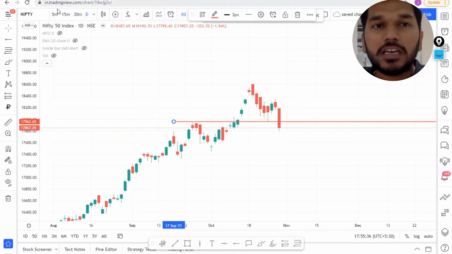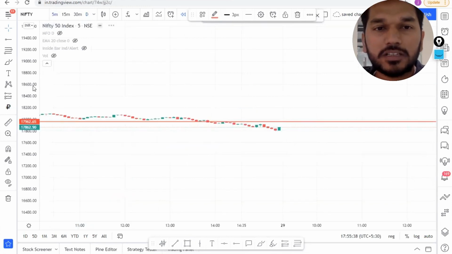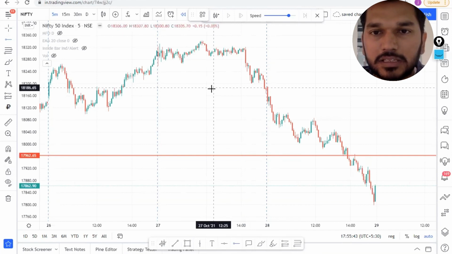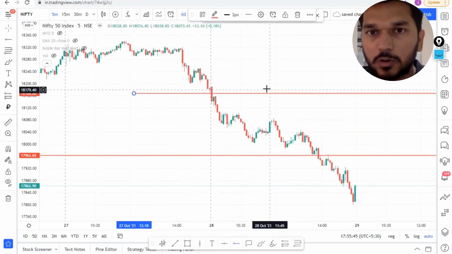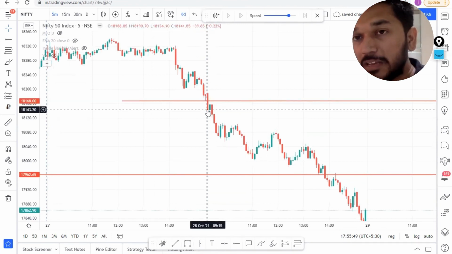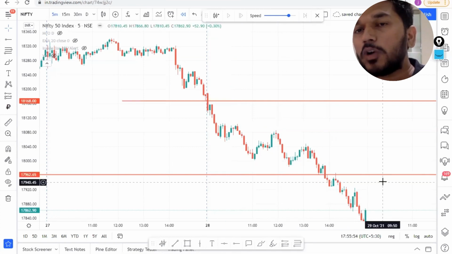And now if I take you to the intraday chart on 5 minutes time frame, just see again how beautifully the market breaks the previous day low. This was the previous day low, correct? Over here, this was the previous day low. As soon as the previous day low is taken out, we can see a good breakdown in the market.